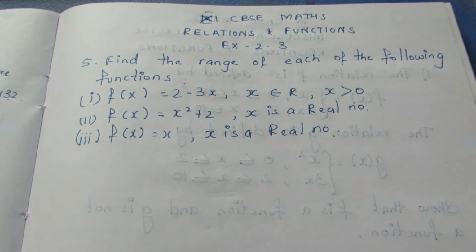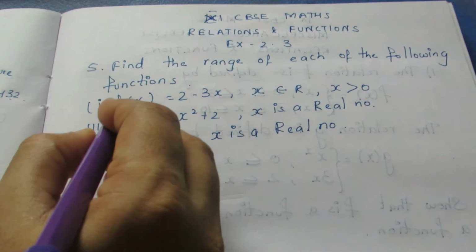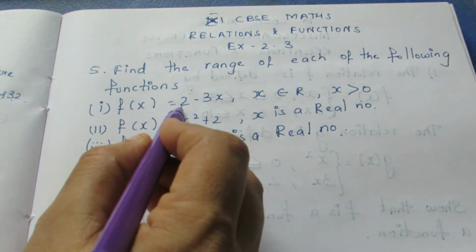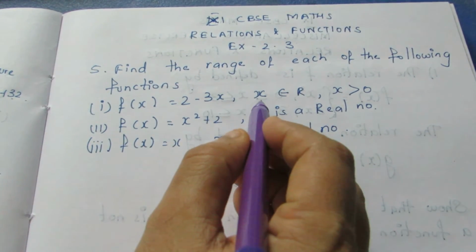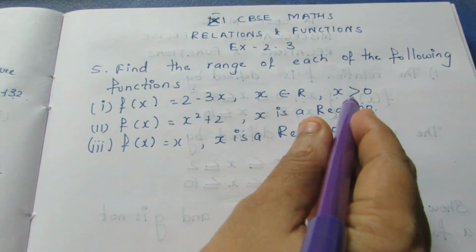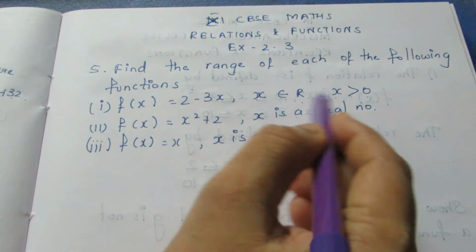Today we are going to see 11 CBSE Maths Relations and Functions, exercise 2.35 sum. Let's see the question. Find the range of each of the following functions. So we are going to find just the range of the following functions. The first one, it is given that f of x is equal to 2 minus 3x and x belongs to R, x is greater than 0. So they have given two conditions.